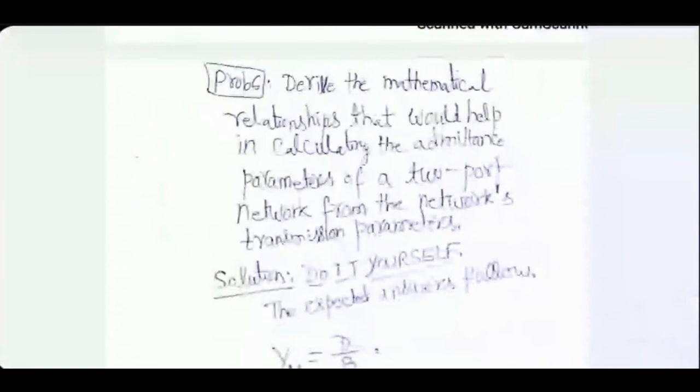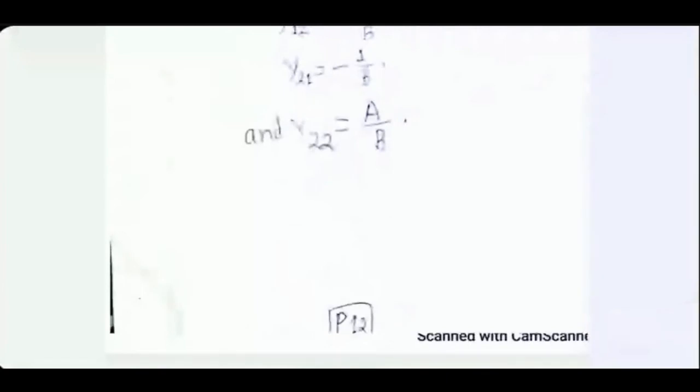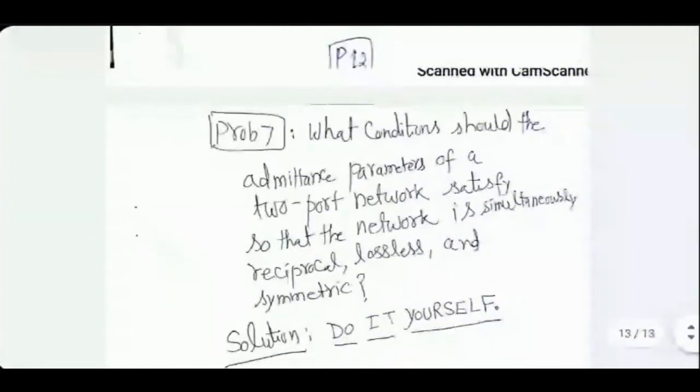Again, if you are given ABCD parameters, how do you calculate Y parameters? These are the formulas. Try to prove them if you want. These are the well-known formulas. There is a table which I am going to send you soon, which has the summary of all these formulas. Ideally, in the exam, you should have access to that table.